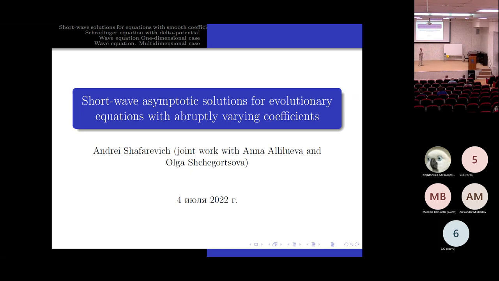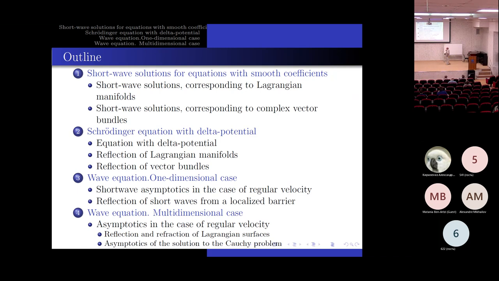And the aim of my talk is to present several of the most simple examples which illustrate how these geometrical objects change in the points of singularities, in the points of the support of singularities of the coefficients of the corresponding equations. These singularities can be either singularities of the coefficients as distributions, or they can be asymptotic singularities, so they can depend on a small parameter in such a way that the weak limit of these coefficients is also singular. This is a joint work with Olga Shigartsova and Anna Aliluyeva, and here is the outline of the talk.